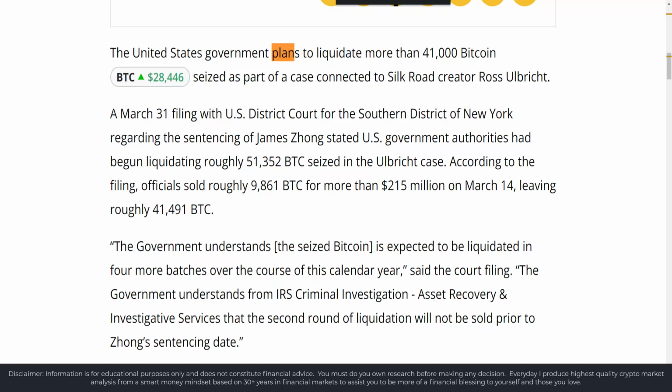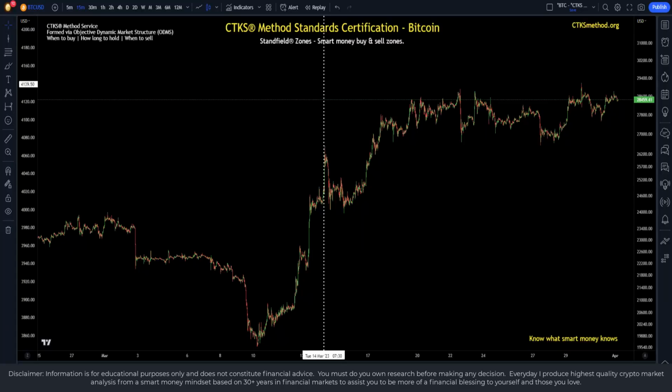The other thing we know is that as of March the 31st, we found out that they sold on March the 14th. The article said in the court filing that 4 more batches of approximately 10,000 Bitcoin each are going to be sold. A lot of people will be making waves about this, but what do we see in terms of how Bitcoin reacted? It didn't really care.